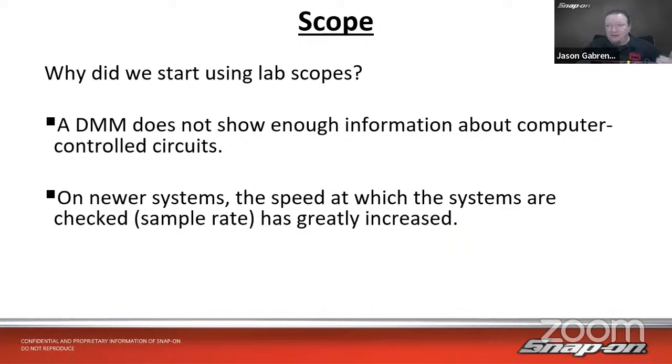They started using scopes in automotive applications because multimeters do not react fast enough to computer-controlled circuits. And these sensors that we have nowadays, the electronic computer-controlled circuits, they don't have a fast enough sample rate compared to what a scope will offer you. The sample rate is how many times per second the tool reads the signal.